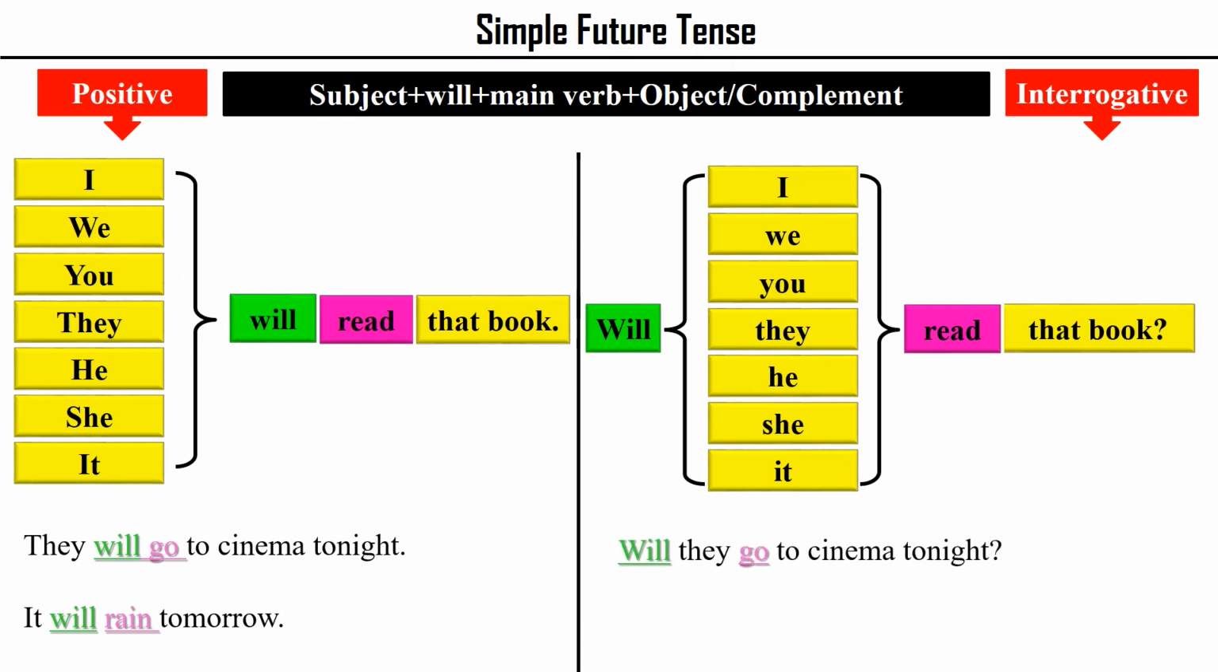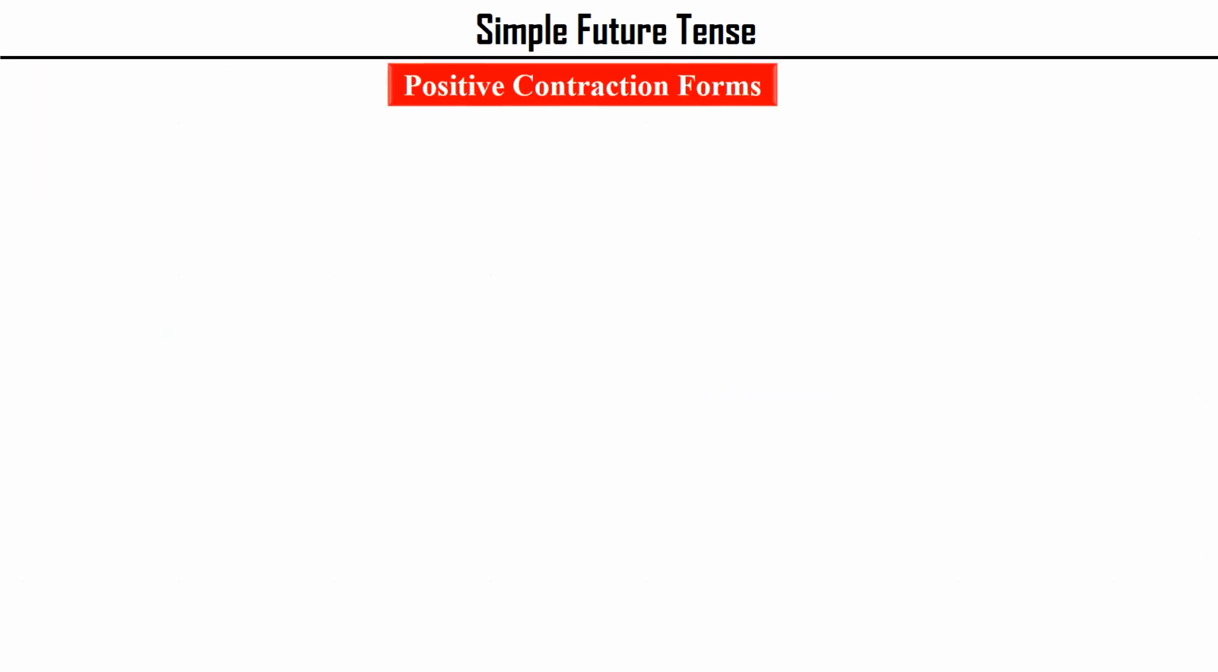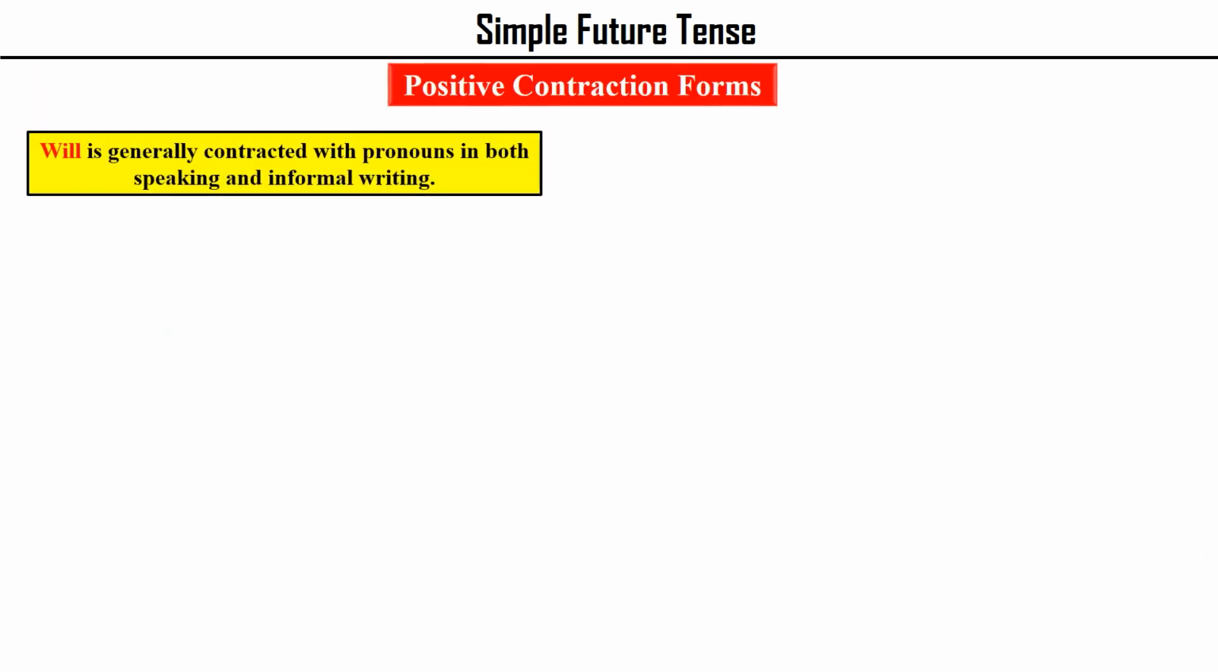Will they go to cinema tonight is the interrogative form of they will go to cinema tonight. And will it rain tomorrow is the interrogative form of it will rain tomorrow, etc. Let's move on. Positive contraction forms in simple future tense.